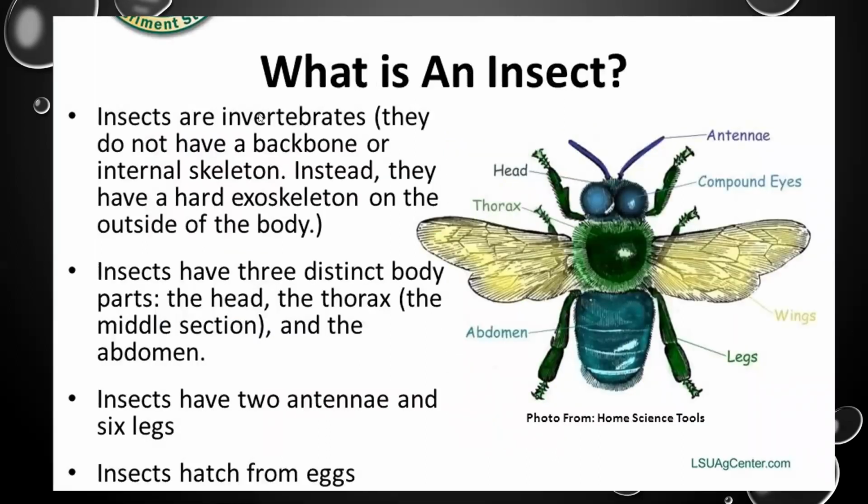Okay, so this one, insects. You can see this in your book on page 11. Insects form the largest group of invertebrates. They have a hard external or outer skeleton to help. So remember that insects belong to arthropods. Insects are invertebrates. They do not have a backbone or internal skeleton. Instead, they have a hard exoskeleton on the outside of the body.